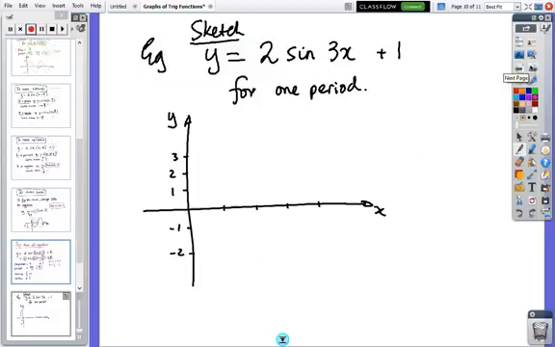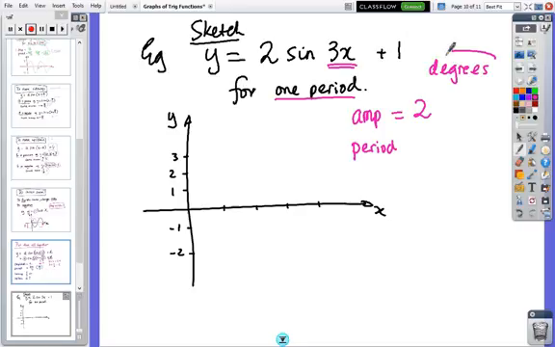This first one isn't too complicated because I don't have a bracket. There's no bracket here, it's just plain old 3x. I'm just going to do one period. So what you need to do is put a little legend on the side. The amplitude is straightforward, it's 2. The period: I didn't define, so let's stay in degree mode rather than radians. It's going to be 360 over 3, so the period is 120.